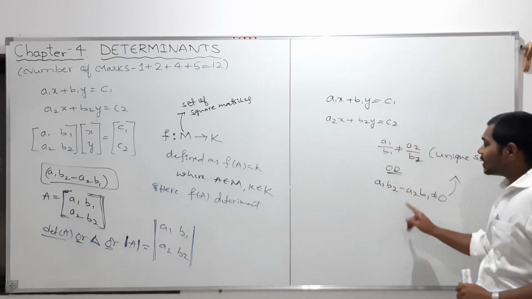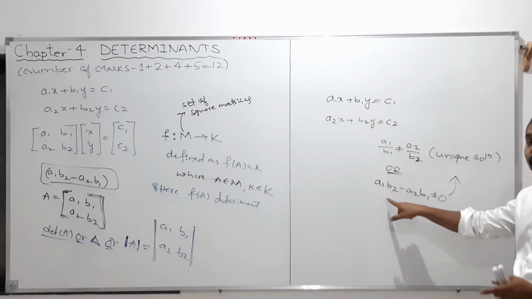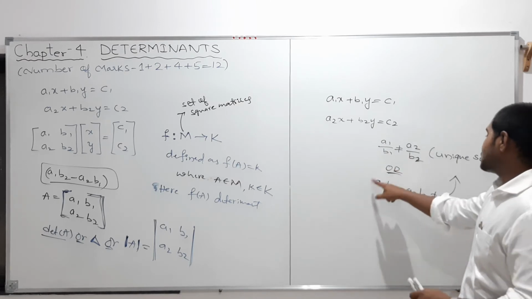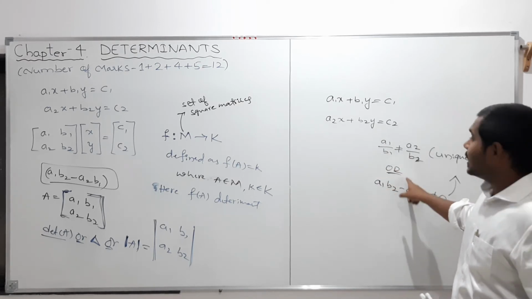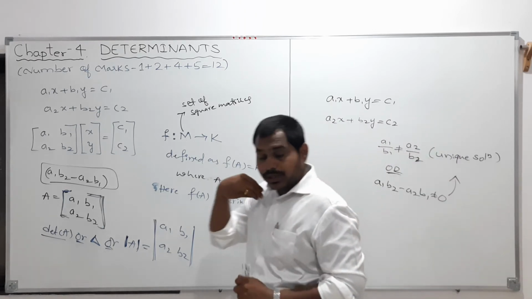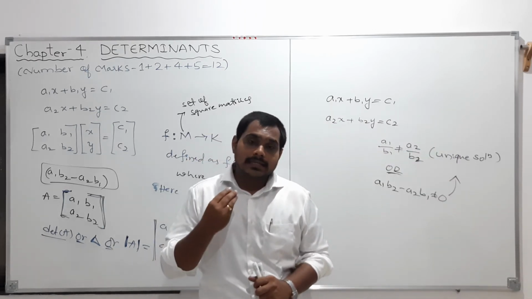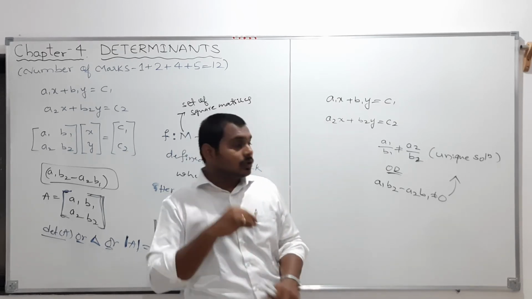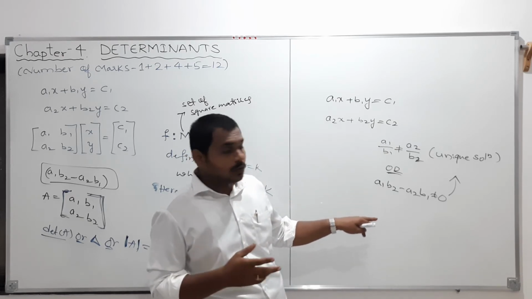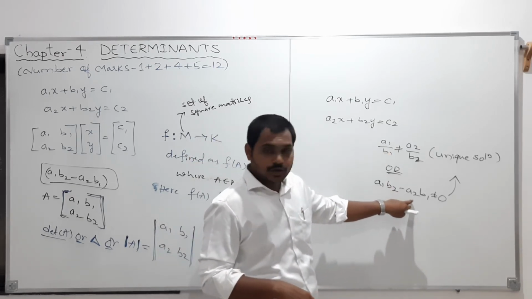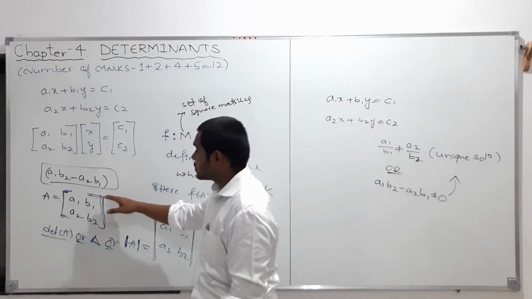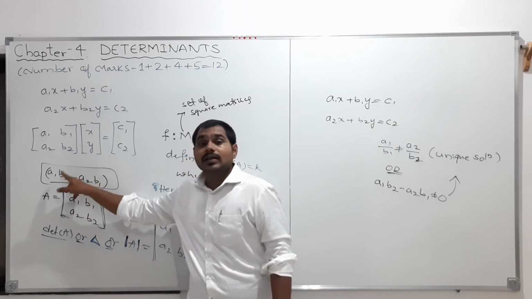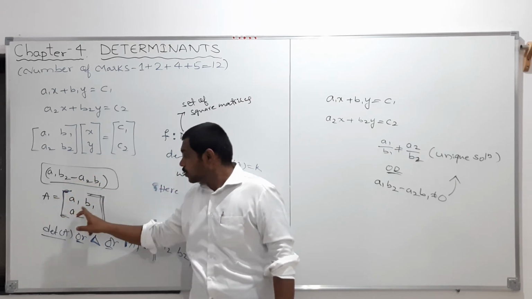I use this concept to tell why I am using A1 B2 minus A2 B1. We already know this value is used to determine the solution, whether it has a unique solution, no solution, or infinite solution. To know that, we used A1 B2 minus A2 B1. Clear? The same I am using here also.